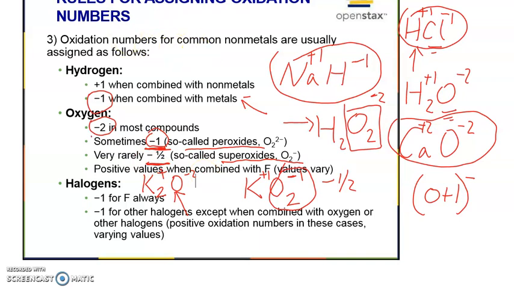Okay, let's look at the next rule. Now it's about halogen. For halogen, normally it is -1. Always for the fluorine, it will be -1. So when will be the exception? For example, when it combines with oxygen, you can see exceptions.